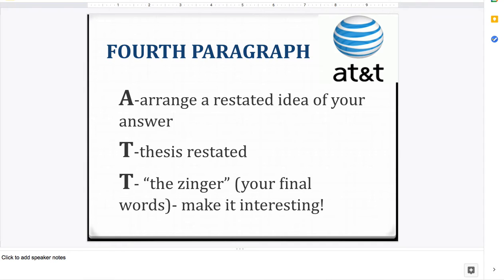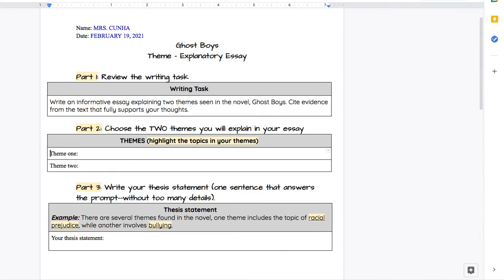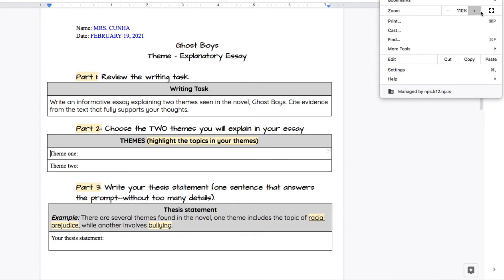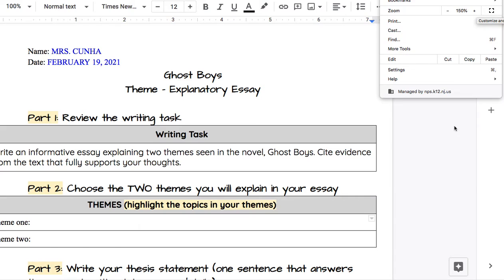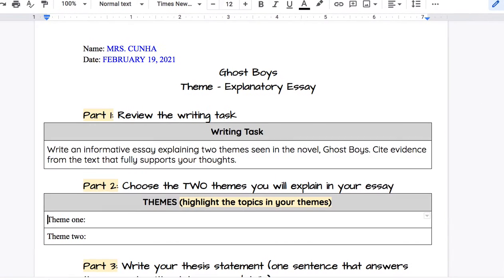So now, let's take a look at our writing. We worked on this in class. We took a look at the different parts of getting prepared to write our explanatory essay or our informative essay. The first part was to review the writing task. That's always important, right? Of course, you always have to go back and see what it is that you should be including in your essay. So let's take a look here.